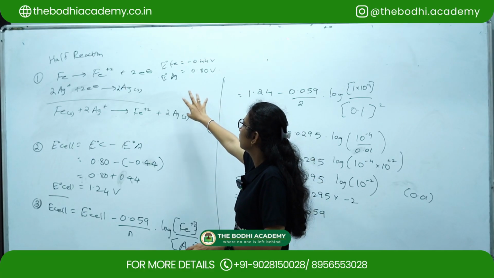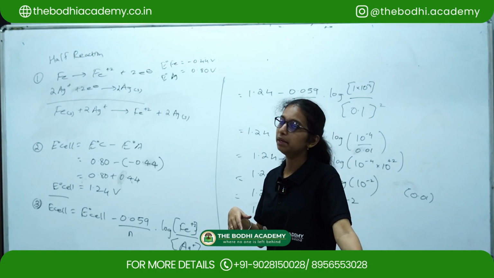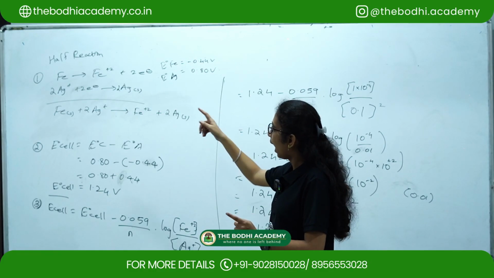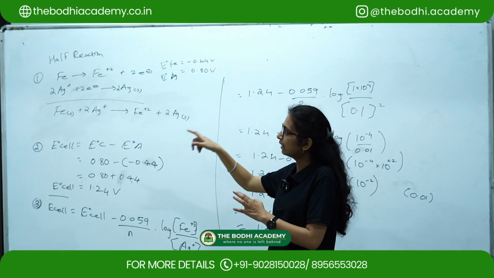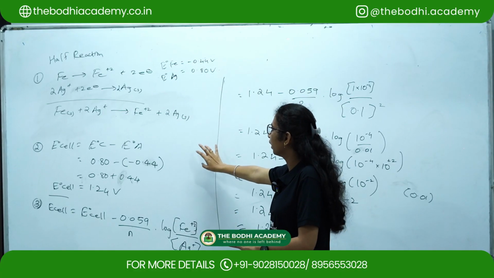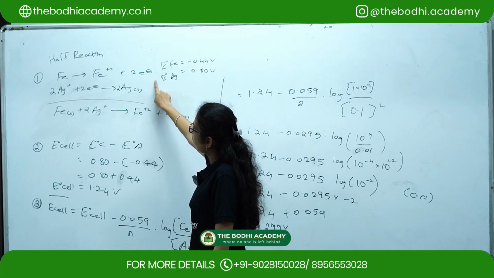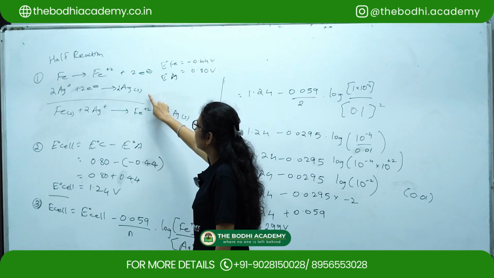E0 of this reaction: they have given the cell representation in which iron is undergoing oxidation and silver is undergoing reduction. So I have written the half reactions over here. This is the overall reaction. This is undergoing oxidation, so this is the anode and this is the cathode.